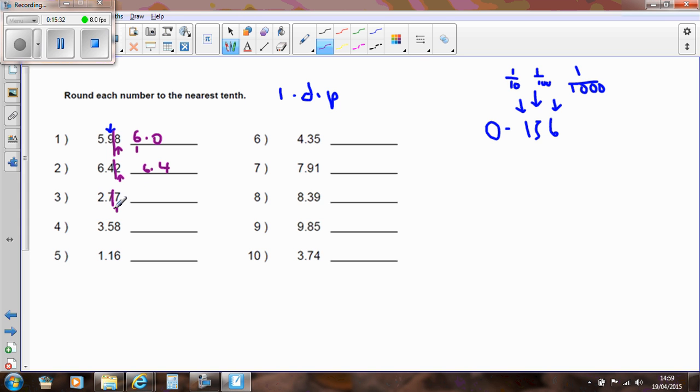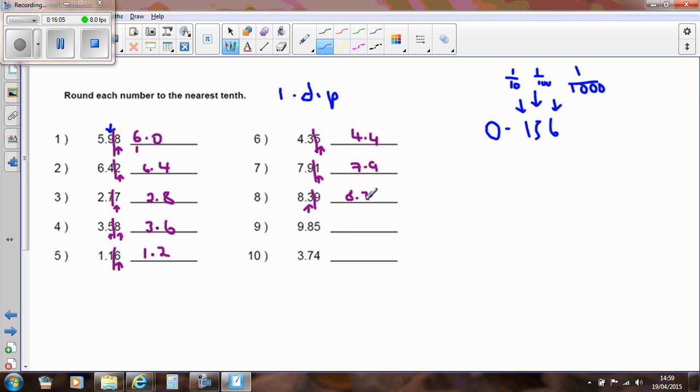It's a 7, which makes this one go up 1, so it becomes 2.8. This is an 8, which makes this one go up 1, 2.6. This is a 6, which makes this go up 1, 1.2. It's a 5, which makes this go up 1, so it's 4.4. A 1, which means it doesn't do anything, it stays at 7.9. It's 9, which makes this go up 1, it's 4.5.